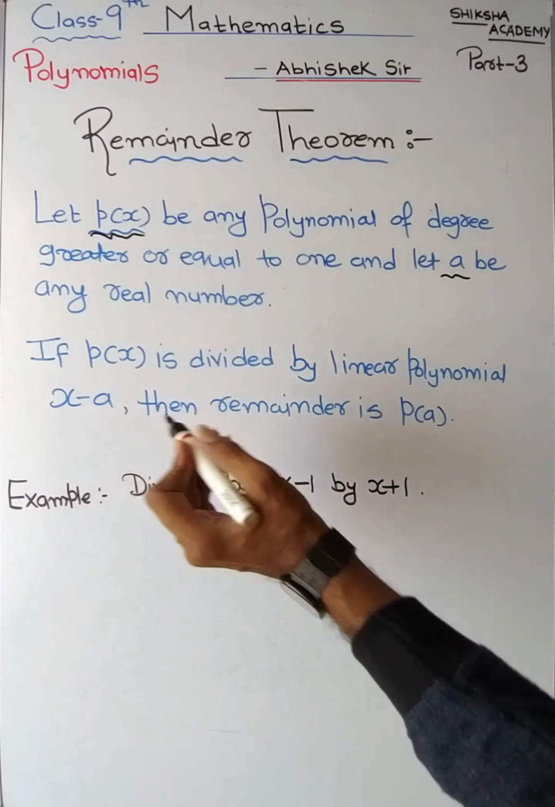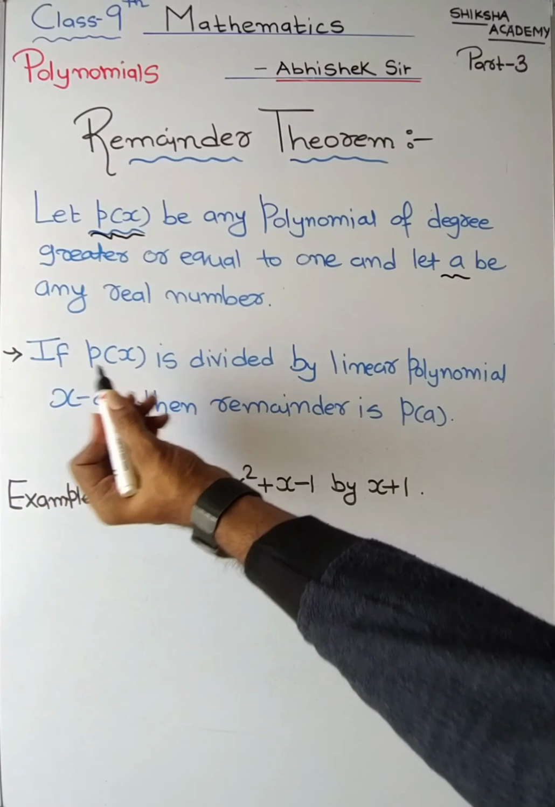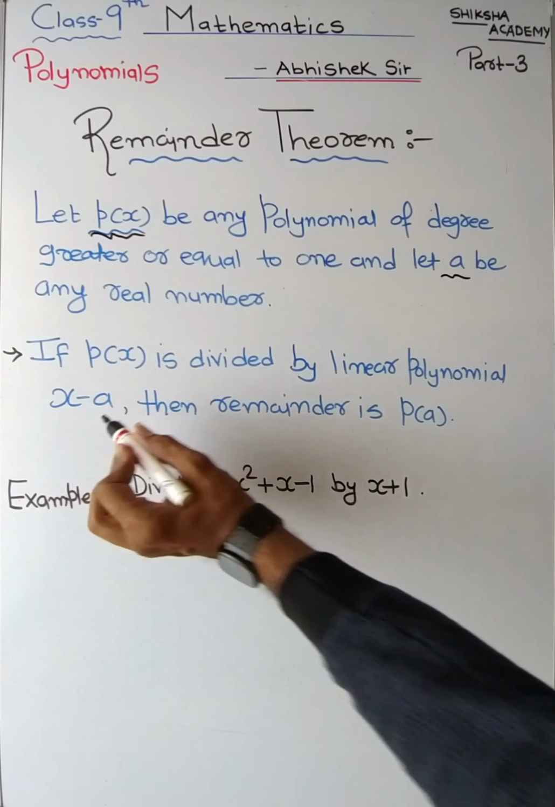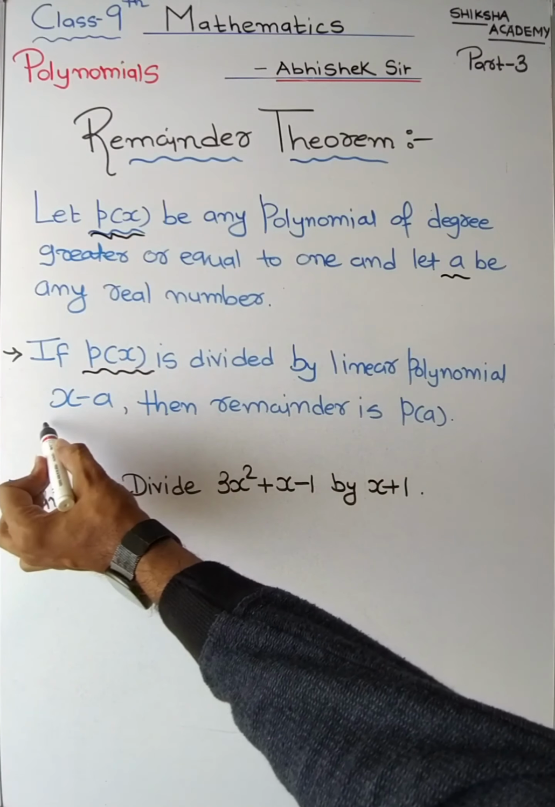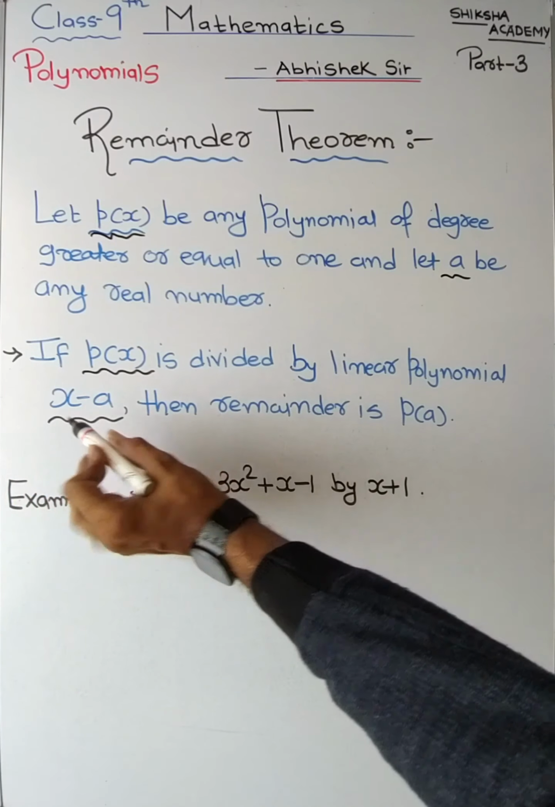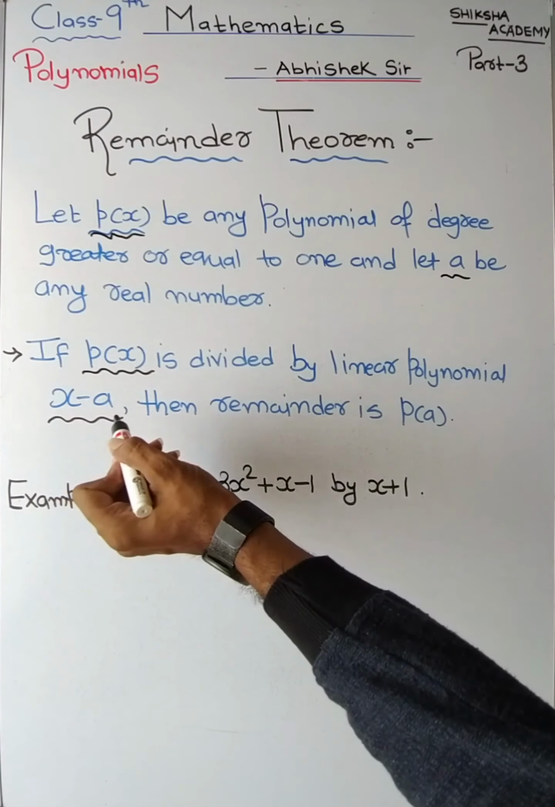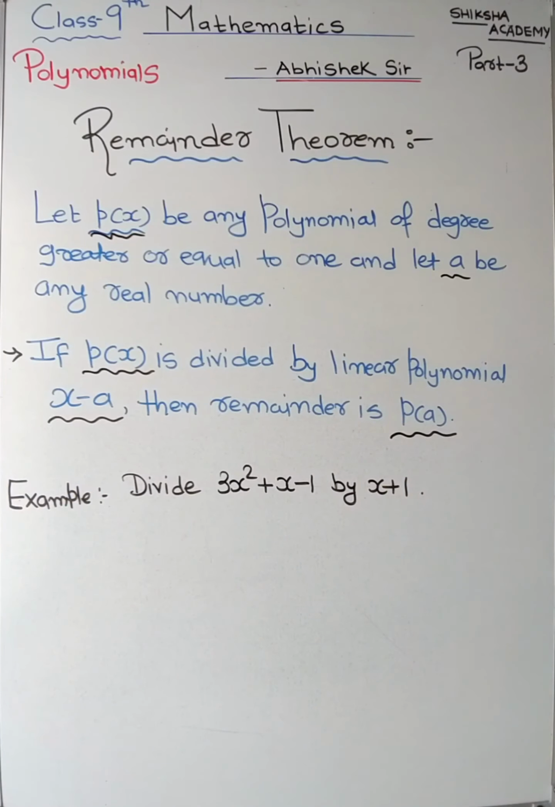Now, the real remainder theorem starts with this. If the polynomial p of x is divided by linear polynomial x minus a, so we have two things. One is the main polynomial divided by another polynomial, that is x minus a. Then after division, what will be the remainder? The remainder will be the same as p of a.